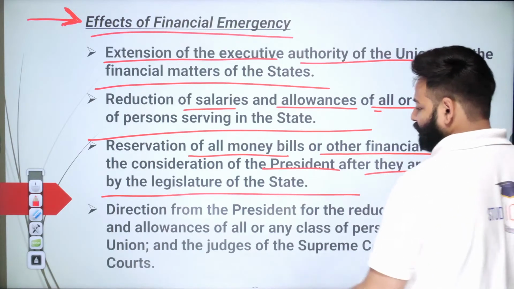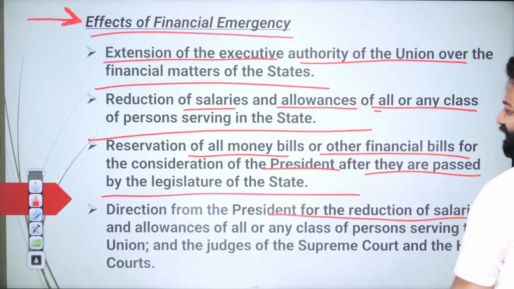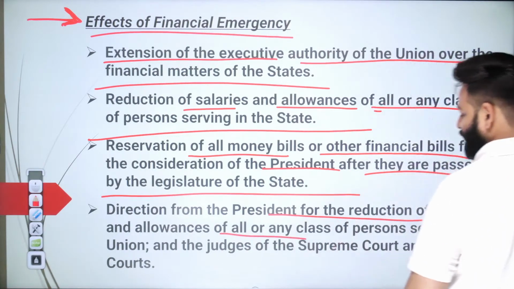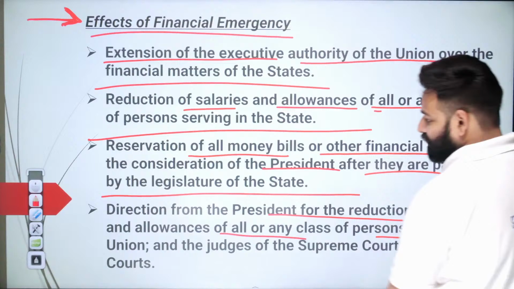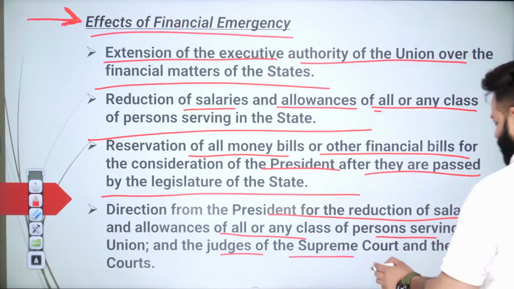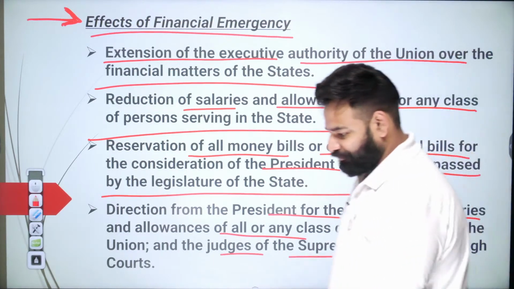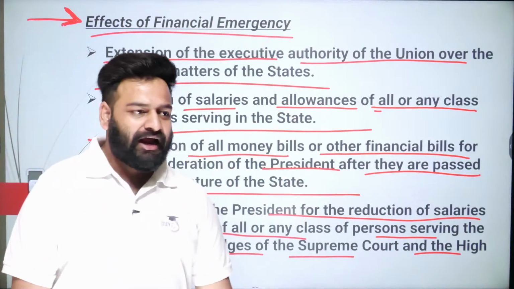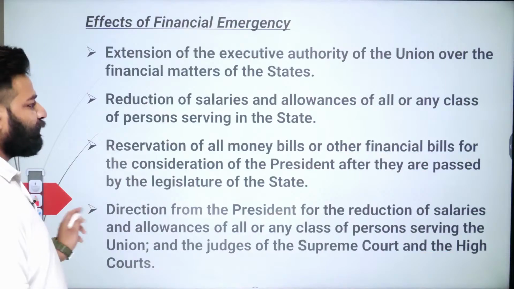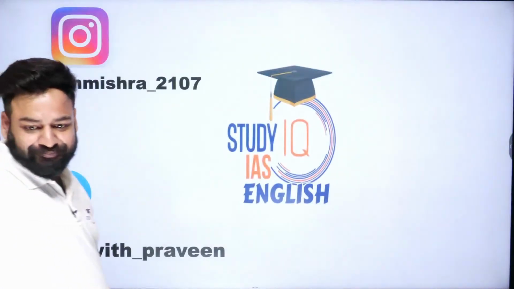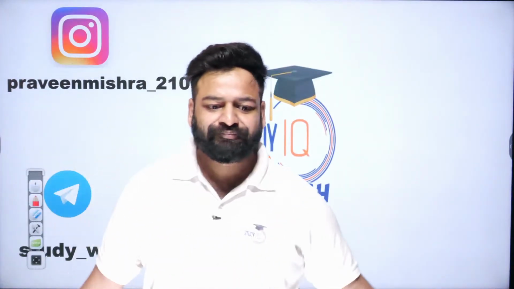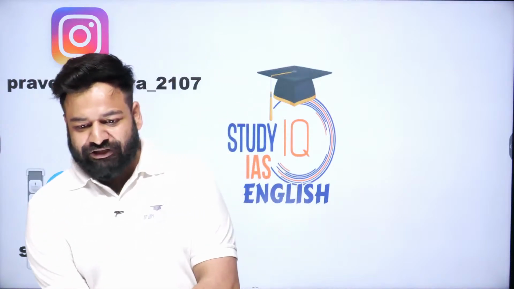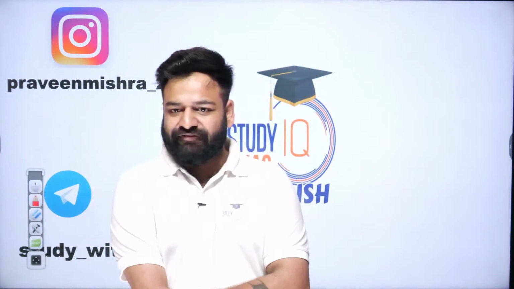Next, directions from the president for the reduction of the salaries and allowances of any class of persons serving in the union, including the judges of the Supreme Court and the high courts as well. So basically it affects the government servants or the judges only and not the common citizens and the common masses. Okay, right everyone? So this is it with regard to today's marathon session we had.